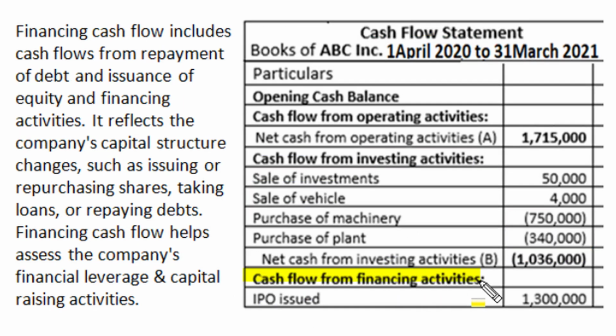Cash flow from financing activities includes cash flow from repayment of debts or issue of equity, as here the IPO issued got an inflow of cash, and cash flow related to other financing activities. This section of the cash flow statement reflects the company's capital structure change, such as issue or repurchase of shares, taking loans, and repaying debts. This study of financing activity from the cash flow statement helps to assess the company's financial leverage and capital raising activities for the study duration.